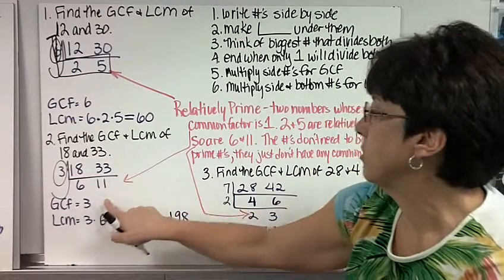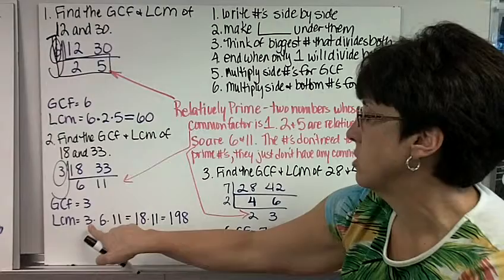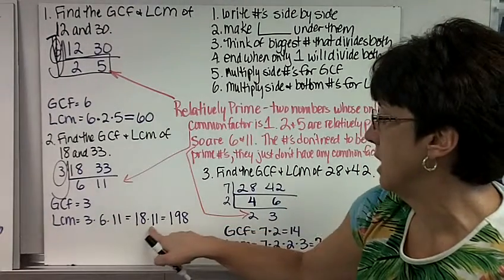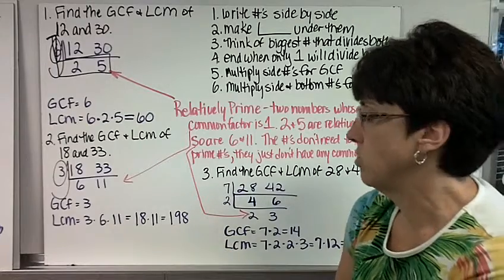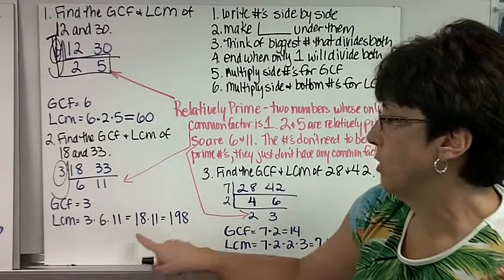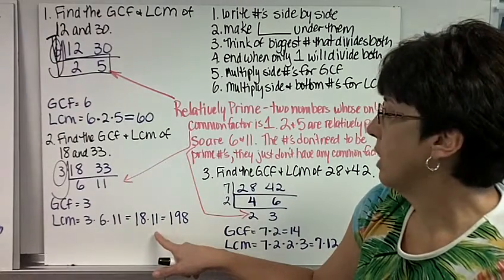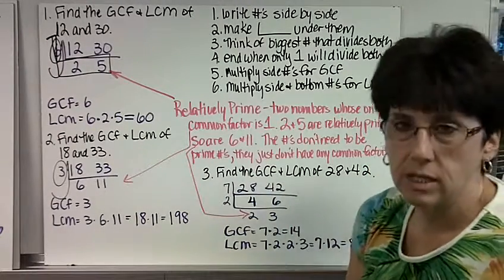So the greatest common factor is 3. The least common multiple is 3 times 6 times 11. I did 3 times 6 is 18. 18 times 11 is 198. And I can show you a really cool little trick for multiplying by 11s later. So now let's talk about relatively prime.